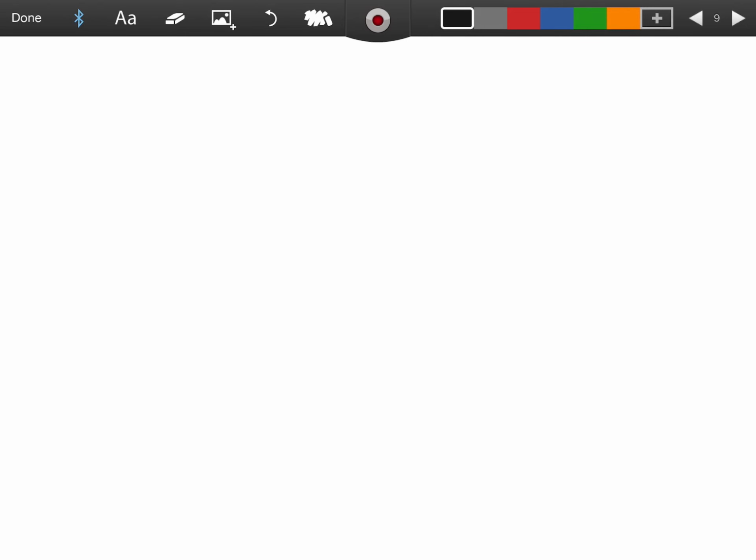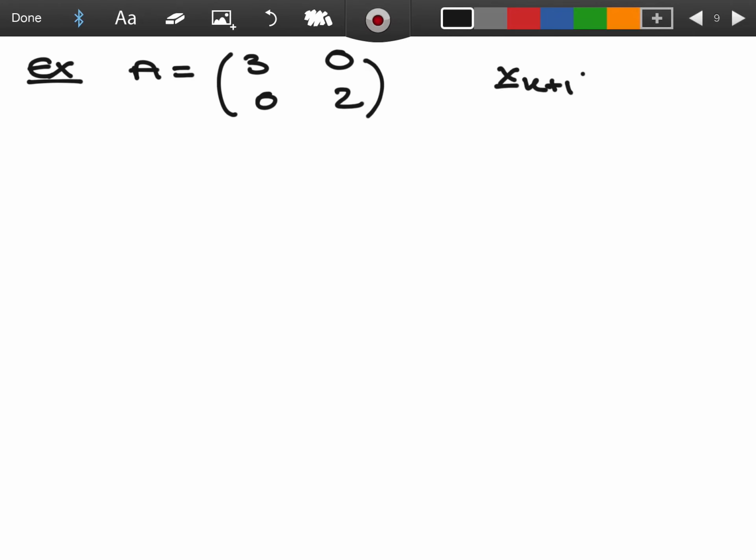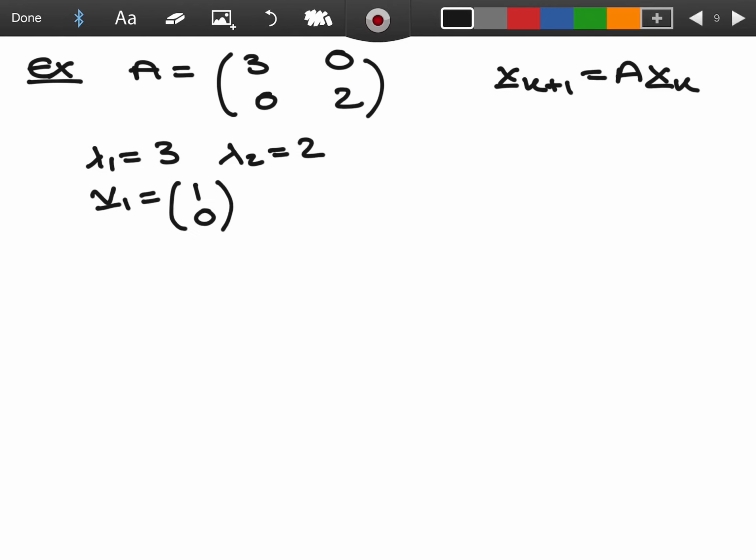The next example, we have to look at a repeller. So, for example 2, we're going to be plotting the trajectories of the dynamical system. And this time, A is going to equal 3, 0, 0, 2. Same idea as before, you're dealing with x_{k+1} is still A x_k. So you're still doing that iterative system. First eigenvalue is going to be 3. Second eigenvalue is going to be 2. First eigenvector is 1, 0. Second eigenvector is 0, 1.